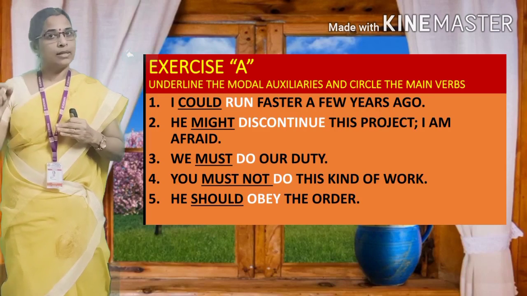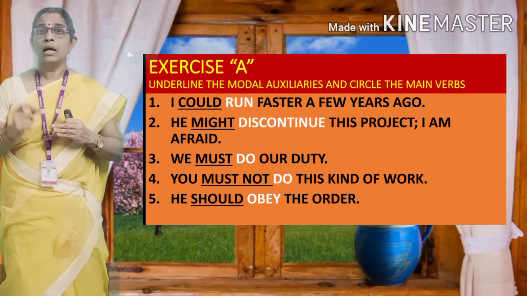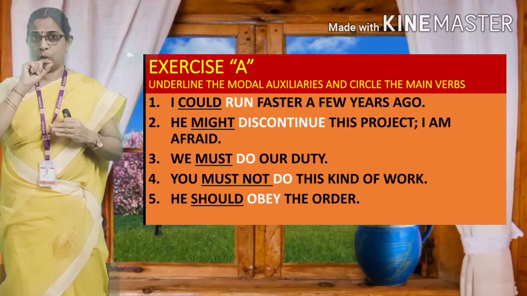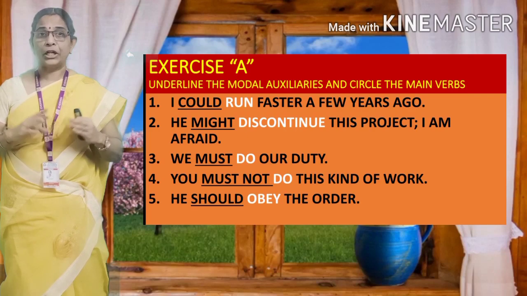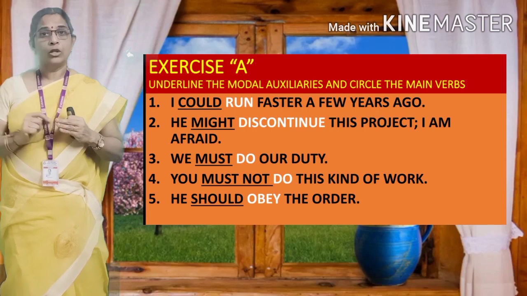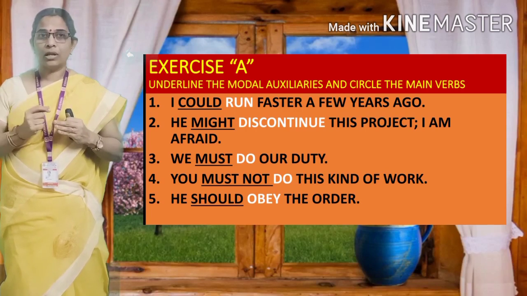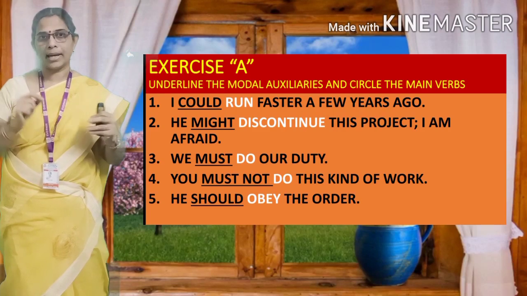So you have to circle it. Before that, must. That is the modal auxiliary. You have to underline it. You must not do this kind of work. Do is the main verb, so you have to circle it. Before that, you have been given the words must not. You have to underline it.